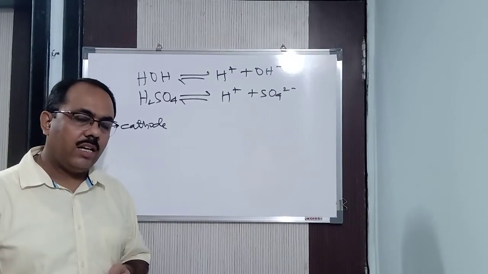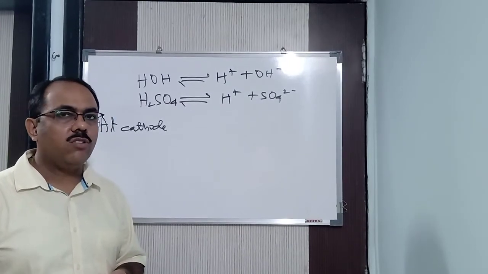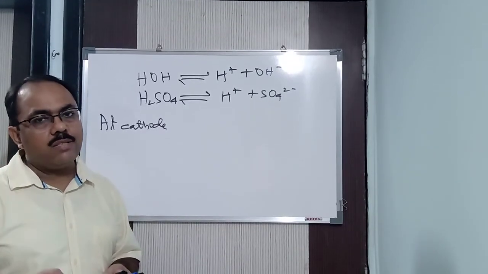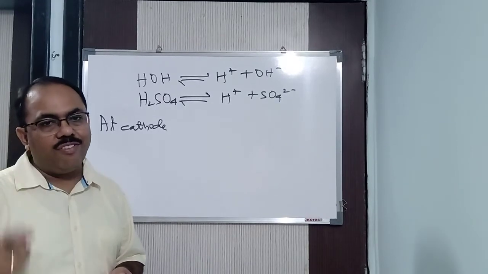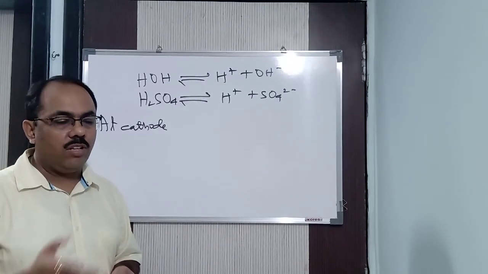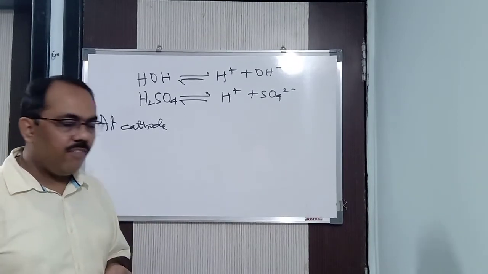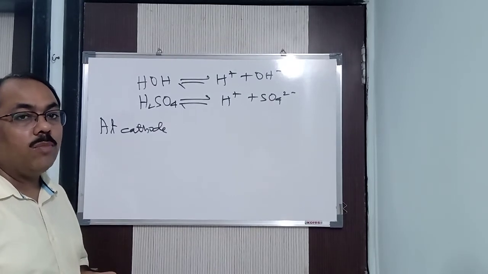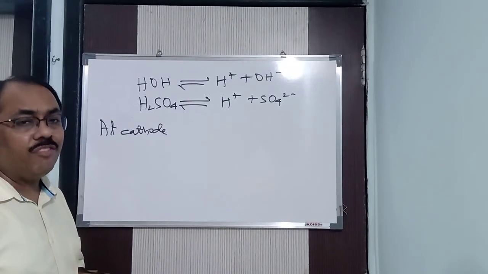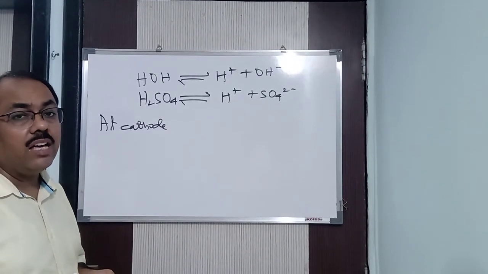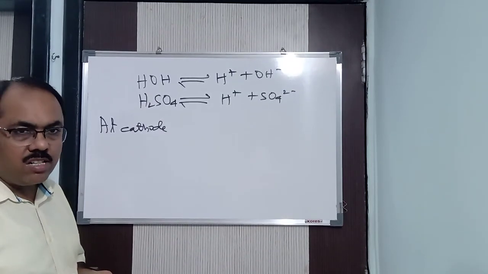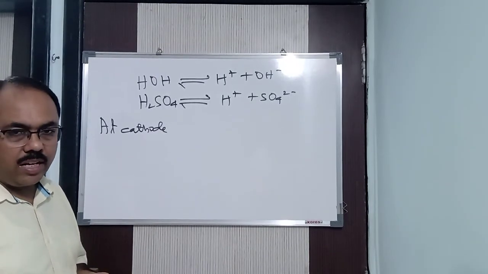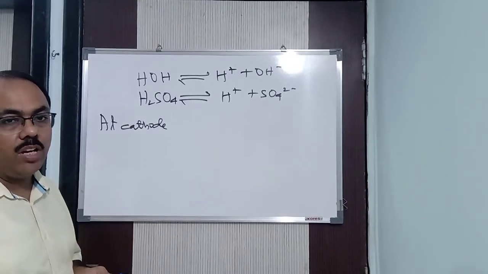ICSE students have studied in class 10 about electrolysis. They know about the electrochemical series. What did I tell you? According to the electrochemical series, the ions which are placed at the bottom of the series get the first preference to get deposited at the respective electrode. Even you have studied the electrochemical series just now. So the ions placed at the bottom of the series get the first preference because they have higher reduction potential. Remember it.